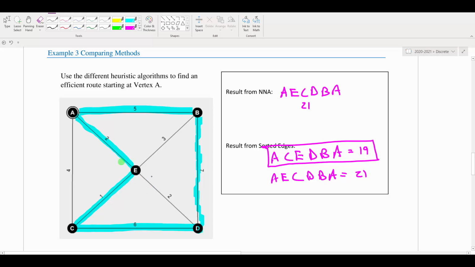So if you do have an edge that is a duplicate lengthwise, just do them both. Pick one and run with it, then go back and pick the other and run with it and see which one produces the shorter route.